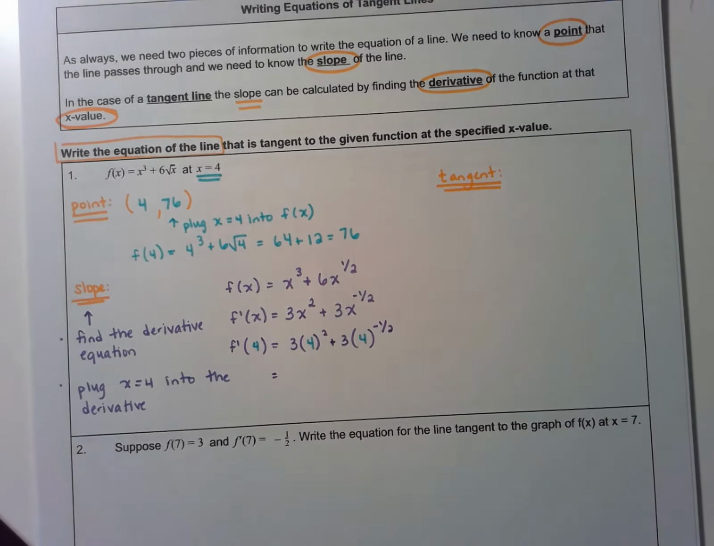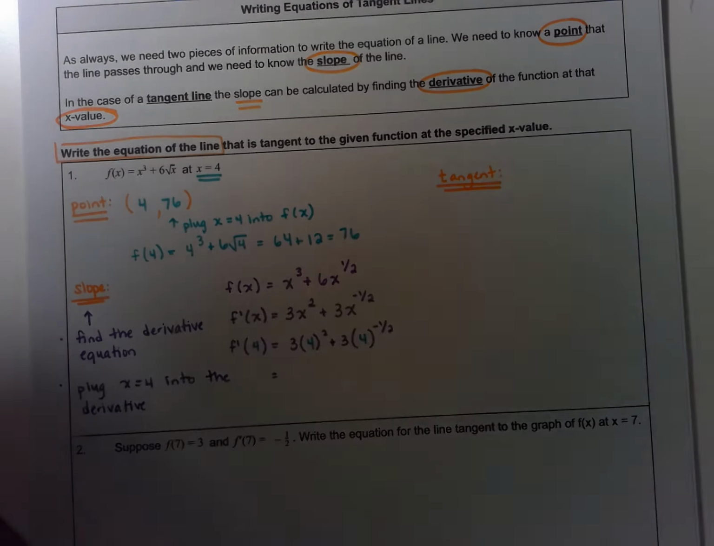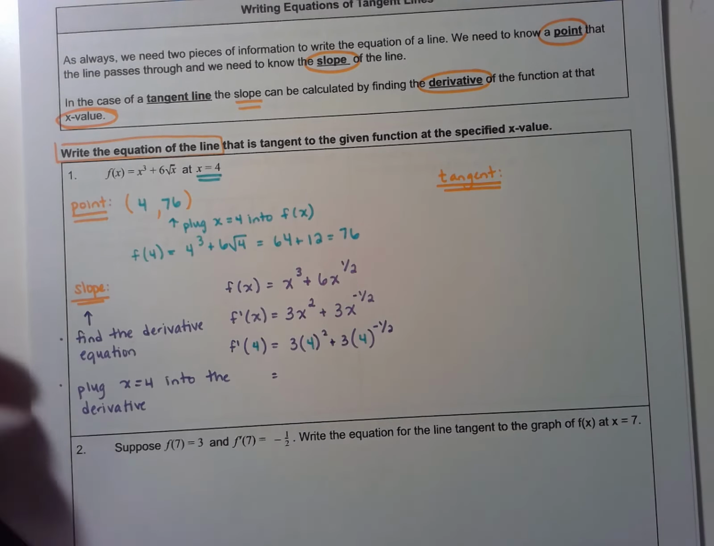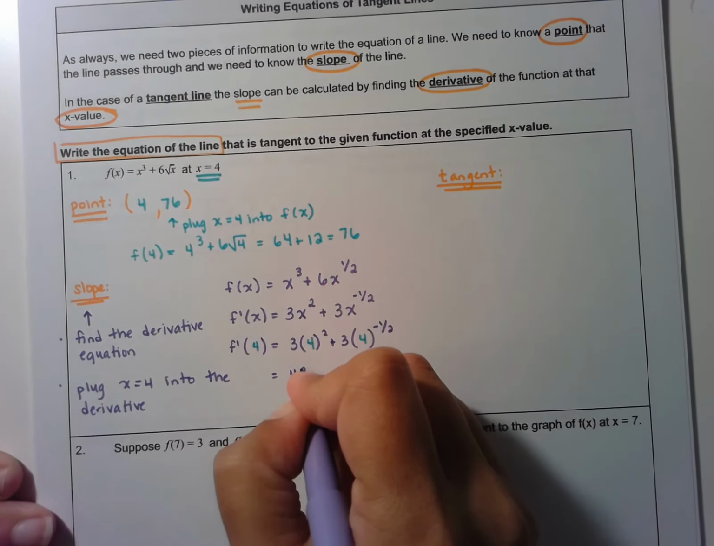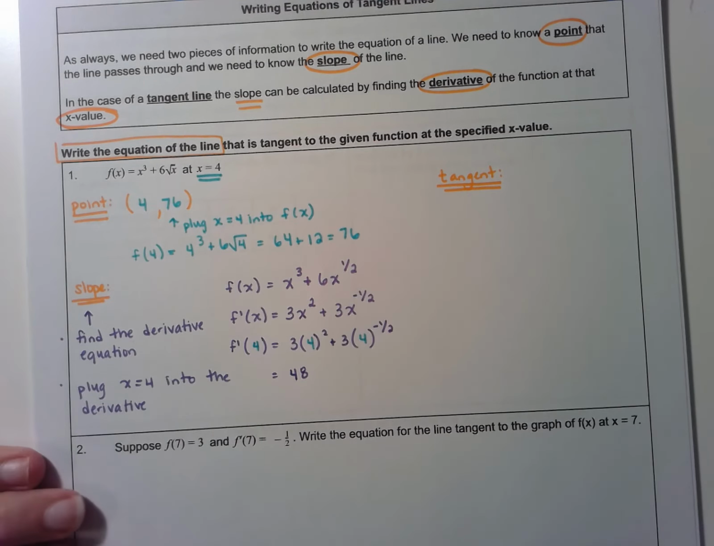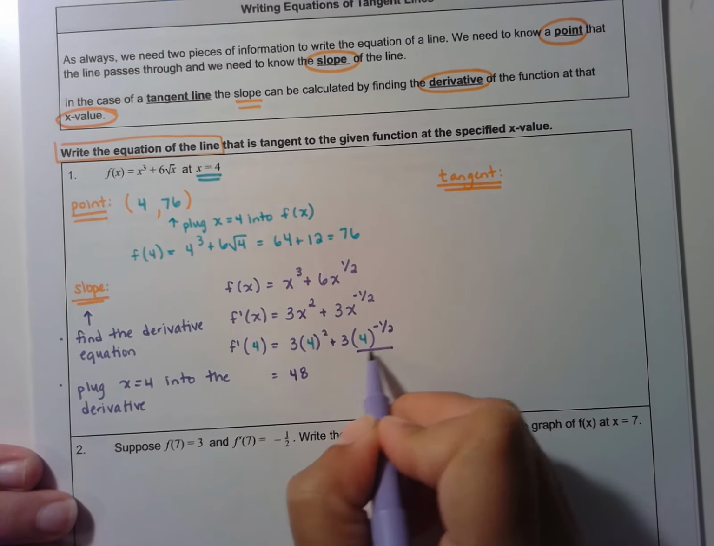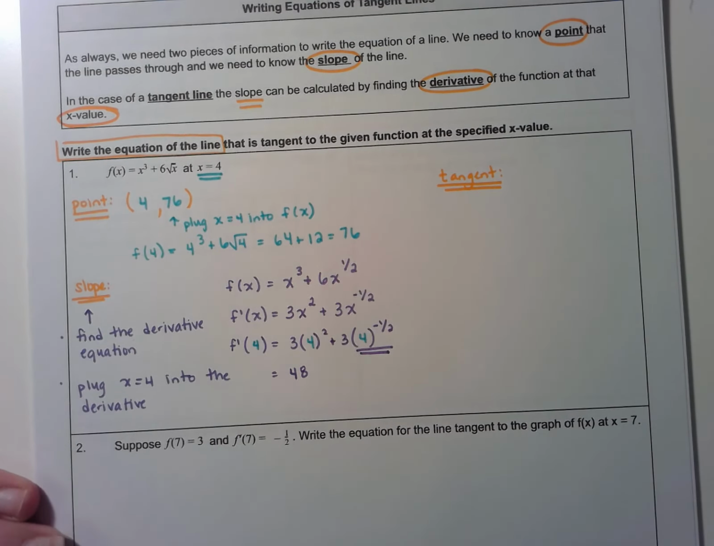Now, the arithmetic here can get a little bit tricky, and oftentimes we are asked to do these problems with no calculator. So 4 squared is 16 times 3 is 48. That part is a little bit more straightforward. It's what you do with this 4 to the negative 1/2 that gets a little tricky.